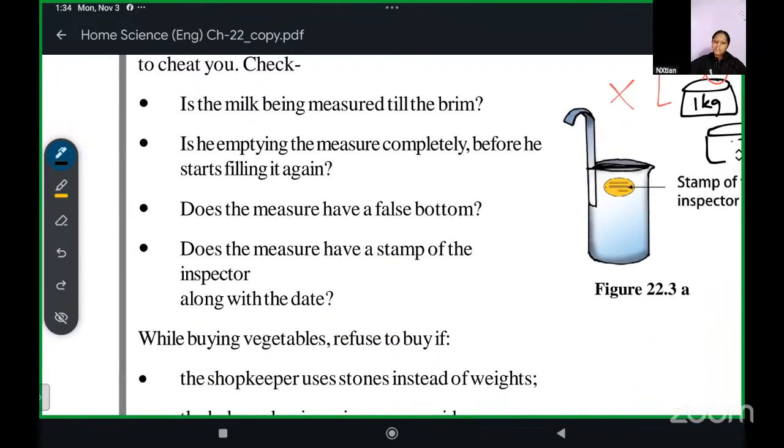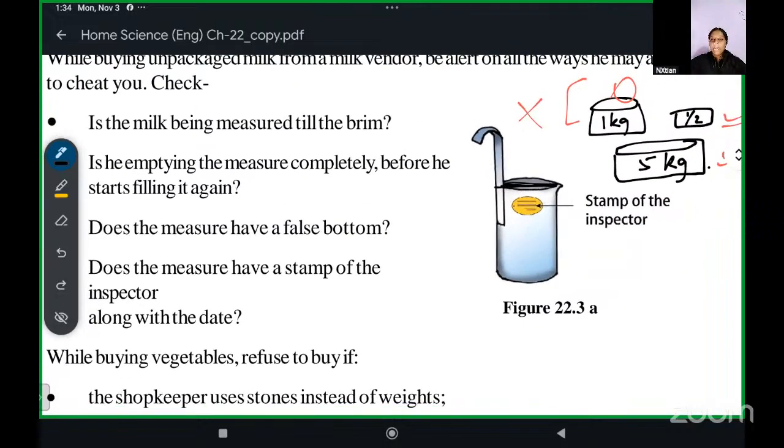Is he emptying the measure completely before he starts filling again? This is also a trick. This is the thing that he uses to pull milk from his big container into our vessel. He pours, but this much is still remaining in his vessel, and then he draws out and fills. That is cheating. This much was already there. Now you empty it fully, then you fill it next.